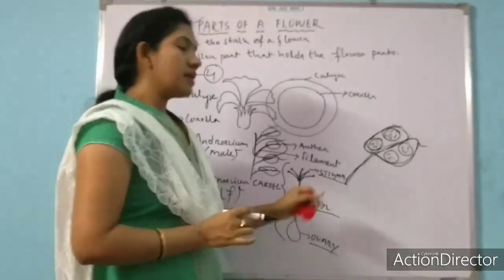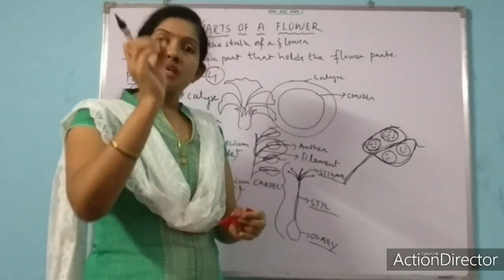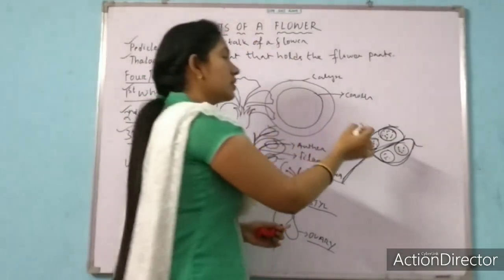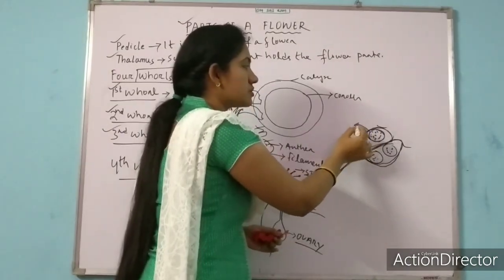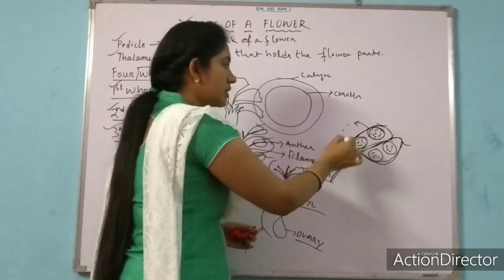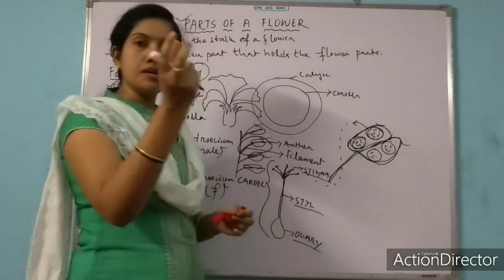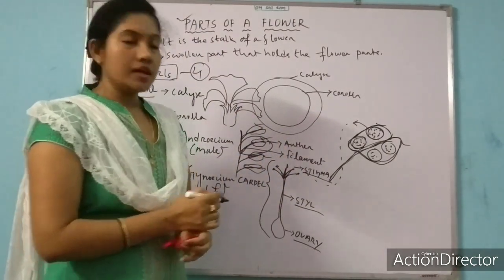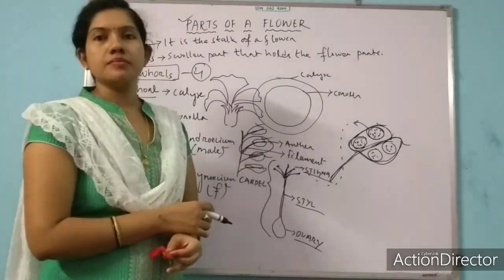So stigma is generally sticky in nature. That's why the name is stigma. It receives the pollen grain. When the pollen grains get matured inside the anther, they get released to the wind. We will have the discussion in pollination. So these pollen grains will come and fall on the stigma. The stigma will receive the pollen grain and it sends the pollen grain to the ovary with the help of the style.